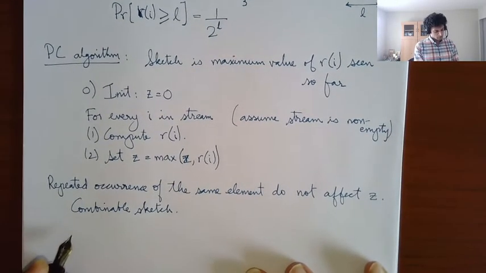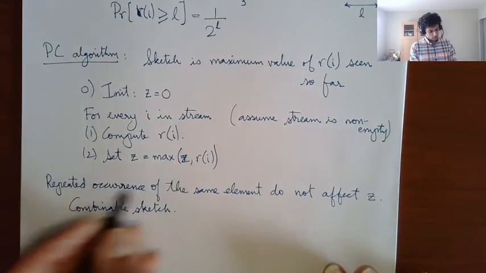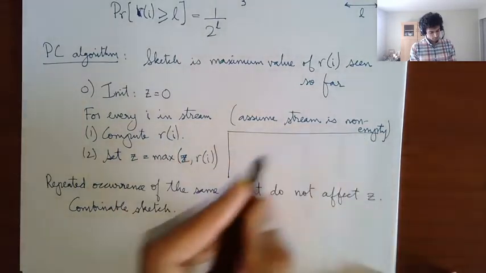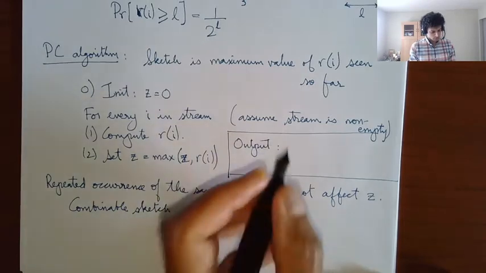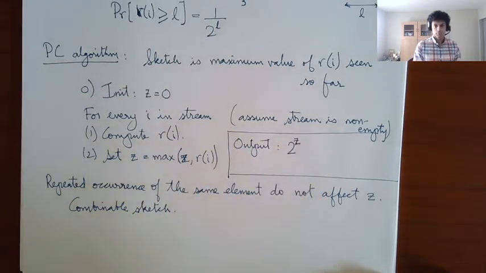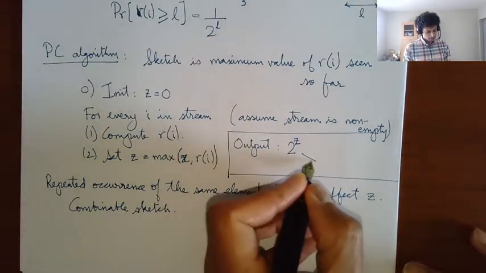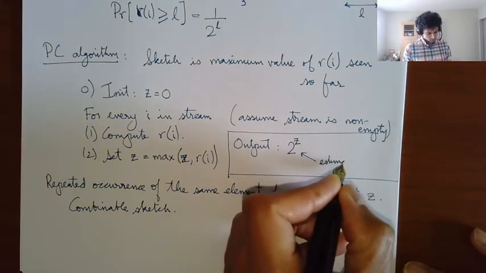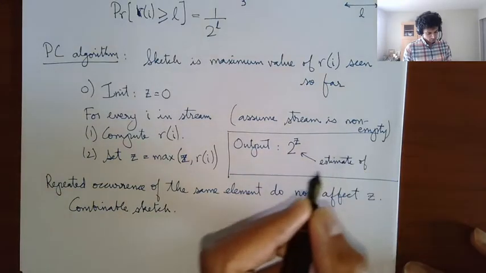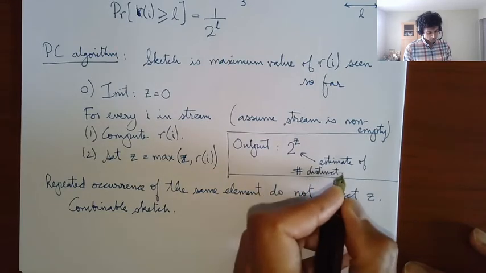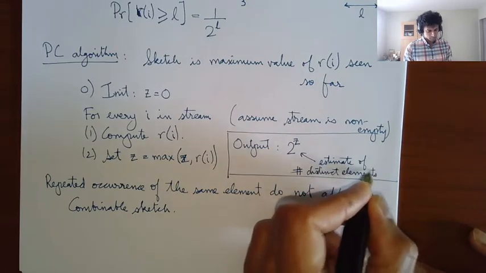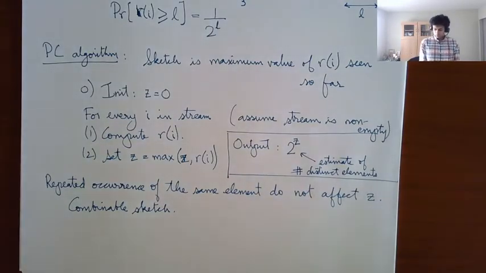And the final output is just simply going to be 2 to the z. This is the estimate of the number of distinct elements. So any questions about the algorithm itself?